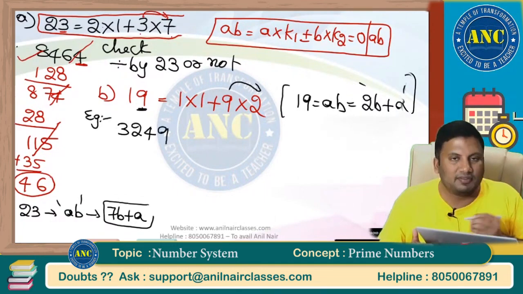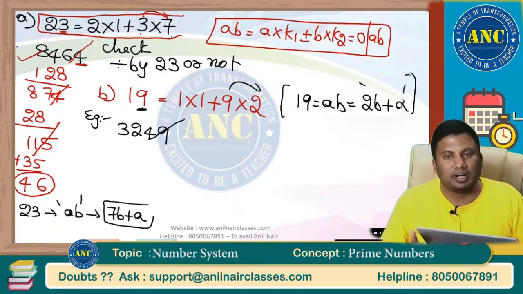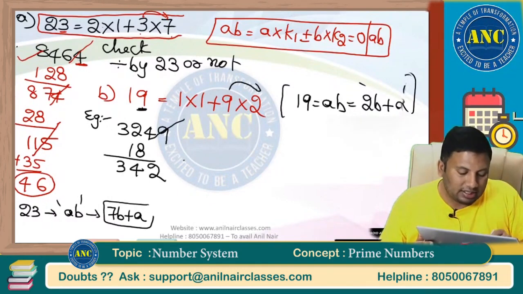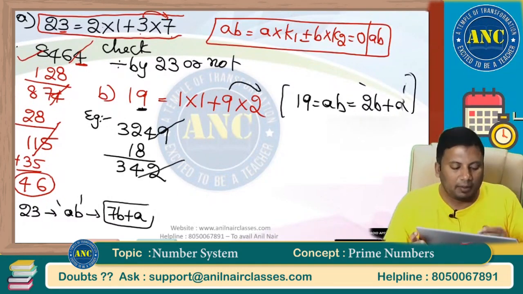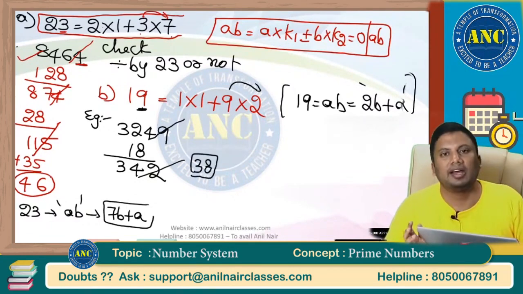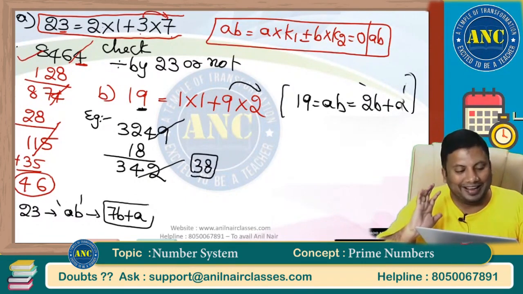Suppose for example, 3249 is there. Check whether it is divisible by 19. Take the unit digit, double it. 9 2s are 18. Add it: 342. Take the unit digit, double it. Add it: 38. 38 is divisible by 19. I hope the idea is clear.